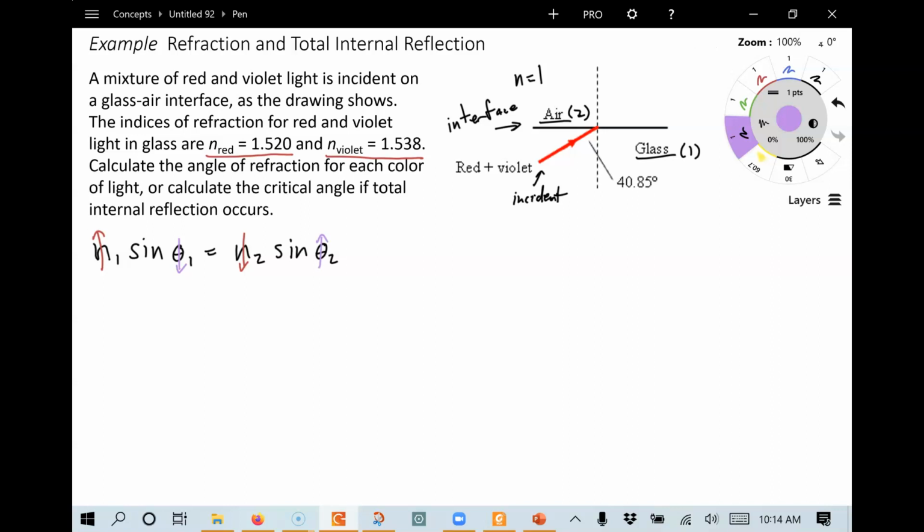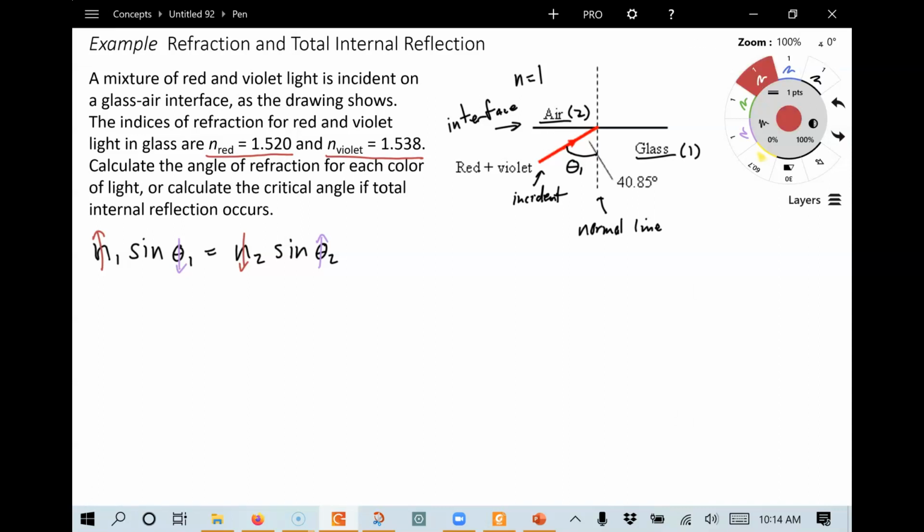So just to think about this for a second, let's take the red color, for example. For both of the colors, since they're mixed initially, this is your theta 1. And notice that we always measure that with the normal line. So the angle that we write for Snell's law is always measured from the ray to the normal line. So that's important to remember. Don't use this one right here.